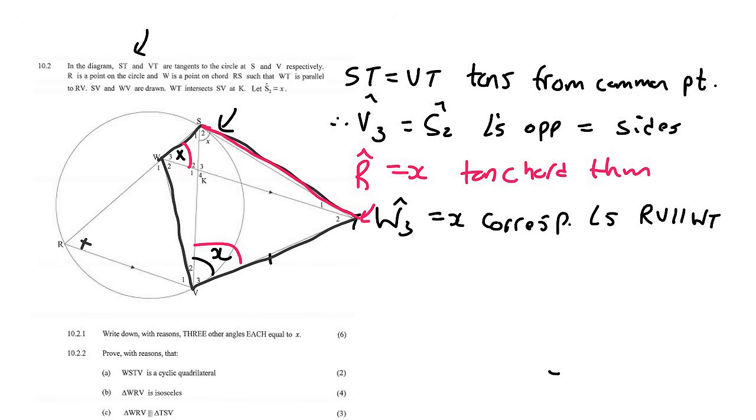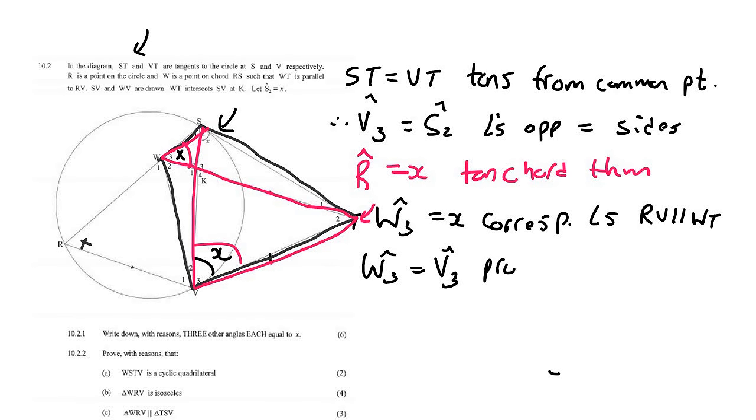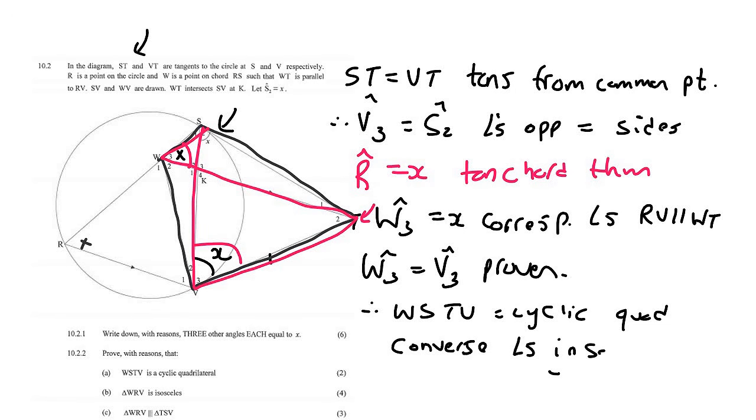Can you see that? So let me show you what the bow tie looks like. There, and there. And then let me just erase this little piece. Whoops. And there we have it. Can you see that bow tie? Perfect. So then what we can say is that angle W3 is equal to angle V3. Okay, so we've already proven that. So we can say, therefore, WSTV is a cyclic quad. Why? Because it's angles in the same segment, but we're doing it backwards. So we say converse angles in same segment. Awesome.